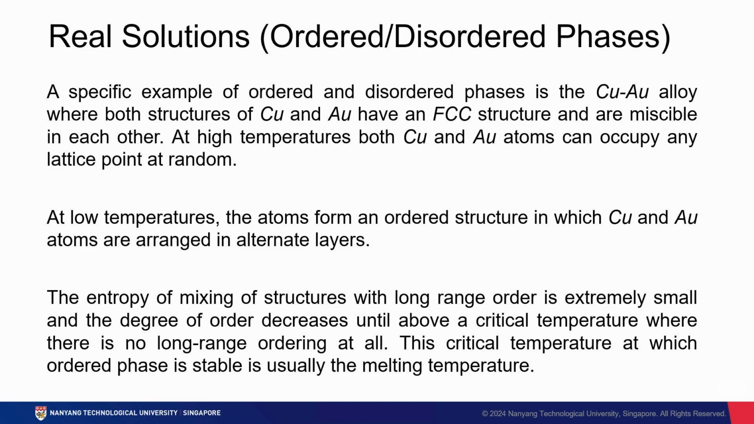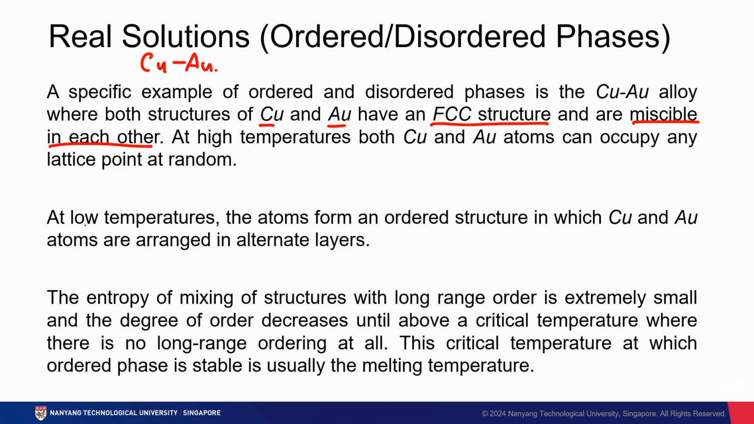So let's look at a real-life example of a real solution, copper and gold. If you remember, at the beginning of this lecture, I mentioned that gold by itself, while a very valuable material, is likely to have very poor engineering material properties on its own. It usually has to be alloyed with something else, for instance, copper. So, in the case of copper and gold, they both have an FCC structure and are considered miscible in each other. At high temperatures, copper and gold tend to be able to occupy any lattice point at random.